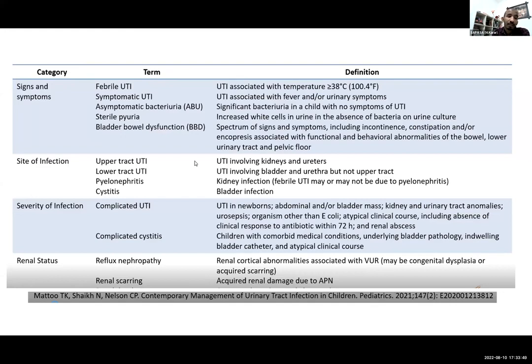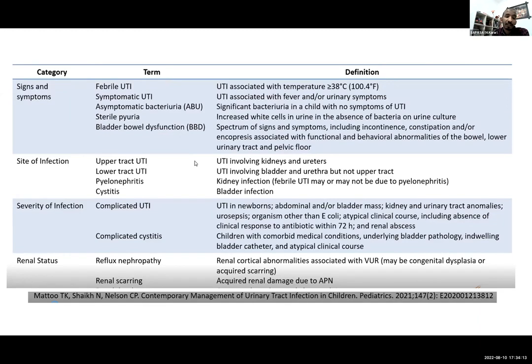If we look at the UTI according to the site of infection, we have lower tract UTI, and this is basically cystitis, infection of the bladder, and urethritis, infection of the urethra. In comparison to upper tract infection, which is involving the kidney and the ureter, and this is defined as pyelonephritis.